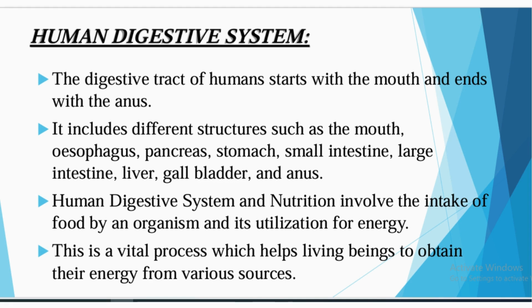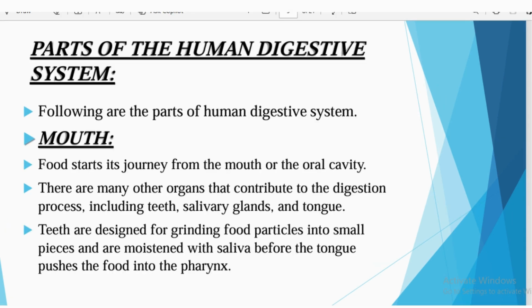So the human digestive system and nutrition involve the intake of food by an organism and its utilization for energy. This is the vital process which helps living beings obtain their energy from various sources. There are different parts of the human digestive system. Following are the parts of the human digestive system, such as the mouth.